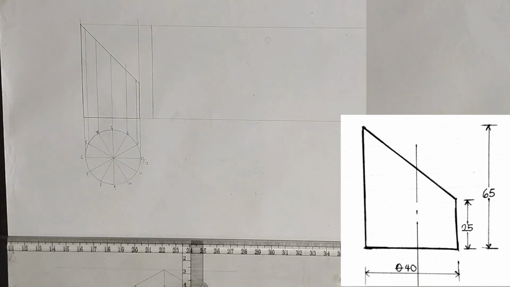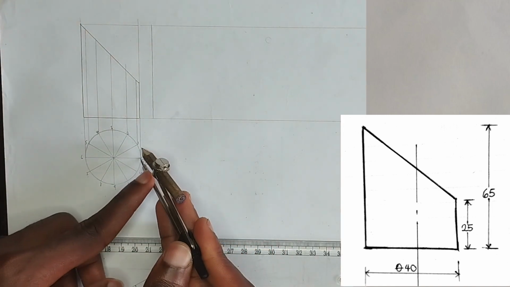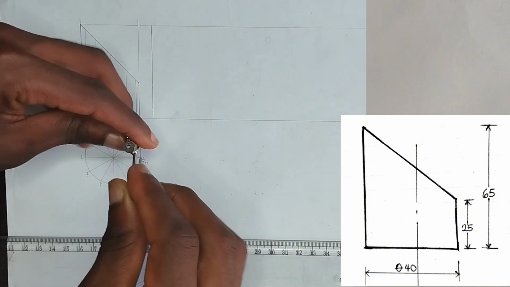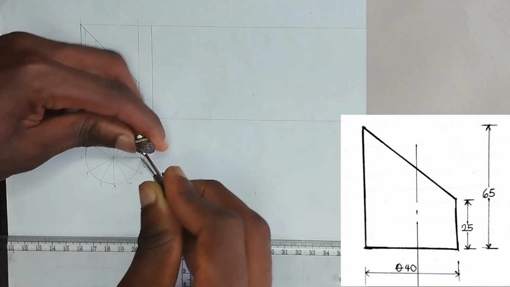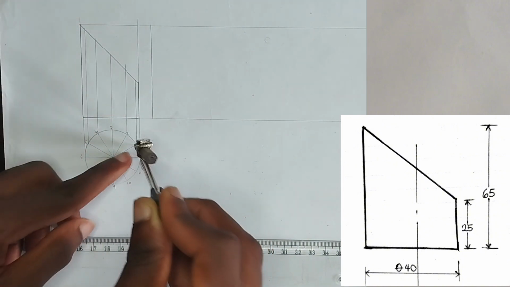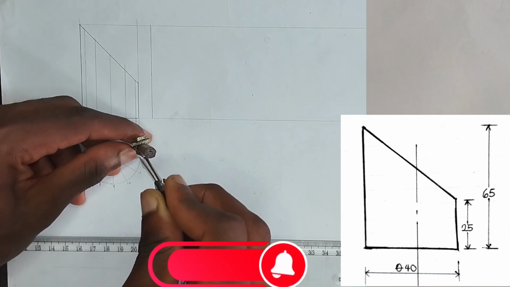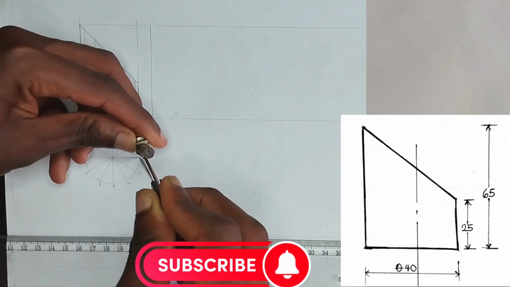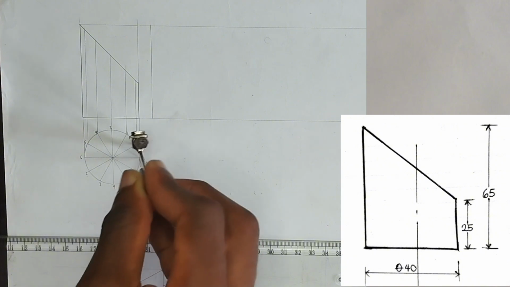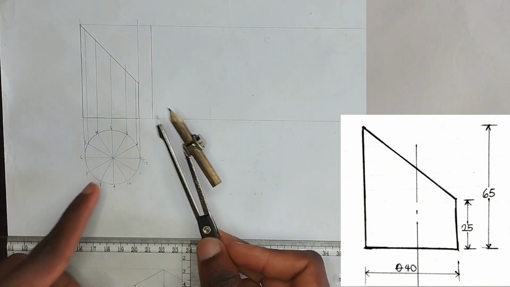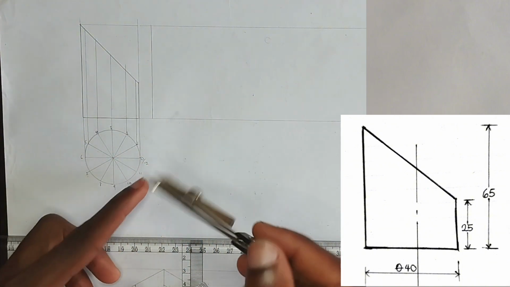So what we are going to do next is to pick our compass, then place it at this point. Take one of the quadrants of the circle, one of these points. It can be 0 and 1, it can be 1 and 2, any one that is convenient for you. What we just want to do is to divide this line into 12 equal parts.